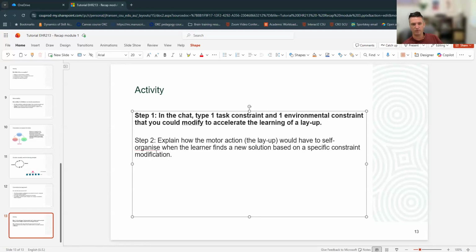I'll give it half a minute. Reduce the dribbling, no dribbling. Yeah, reduce the dribbling or no dribbling. Very good, Renee. I'll give you one more minute in case you're typing.